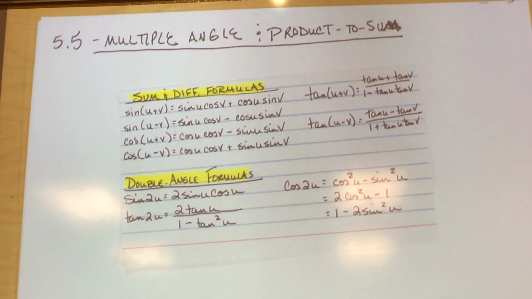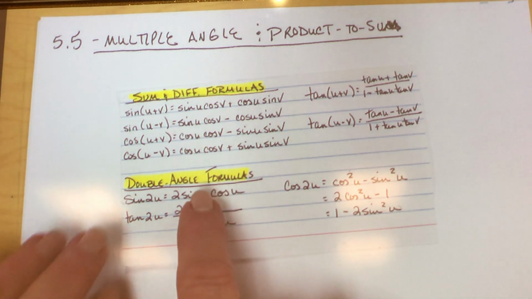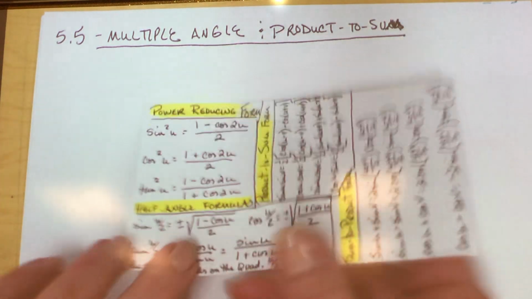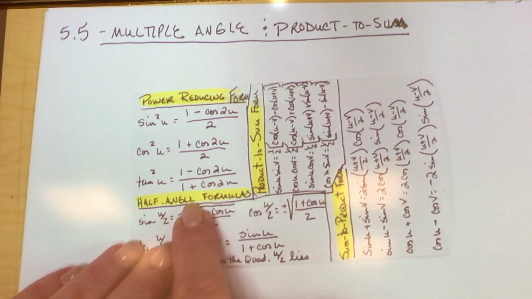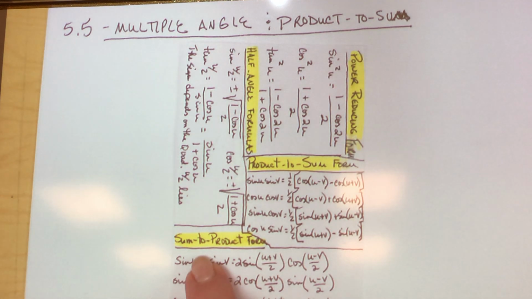Okay, so not yesterday, but Monday, we did 5.5? No. Yesterday, we did 5.5, which was sum and difference formulas. And so today, we are doing double angles, power reducing, half angles, product to sum, and sum to product.